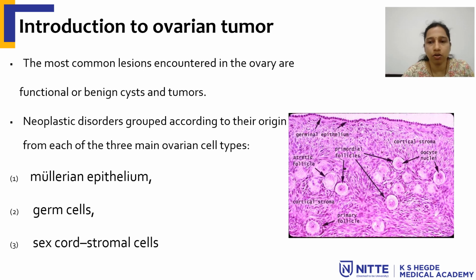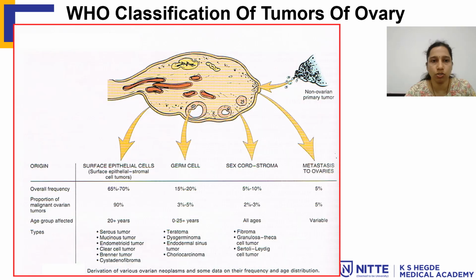So the neoplastic disorders can be grouped according to the histology. That is three components what we have seen. That is germinal epithelium, which is also called as Mullerian epithelium, germ cells, and sex cord stromal cells. So the three predominant groups of tumors in ovary are epithelial tumors, germ cell tumors, and tumors arising from the sex cord stromal cells.